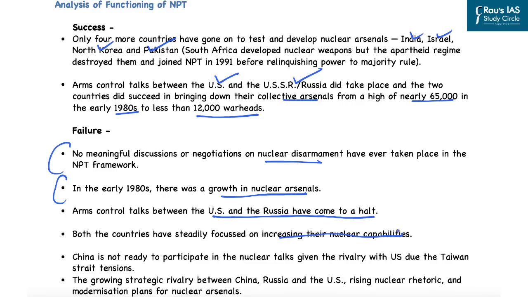Further, China is not ready to participate in the nuclear talks given its rivalry with the US. Particularly, the Taiwan crisis has further complicated the situation of talks between the US and China related to nuclear disarmament. Also, the complications in the current geopolitics and the rivalries that exist are further complicating the situation. That is, the growing strategic rivalry between China, Russia and the US, rising nuclear rhetoric, as well as modernization plans for nuclear arsenals are all a setback to the objectives of the NPT treaty.